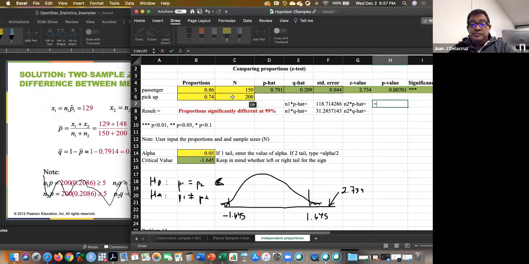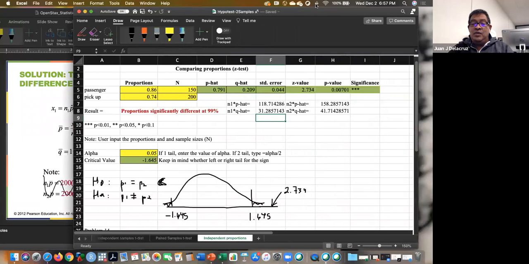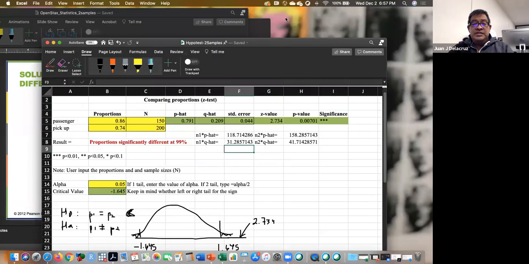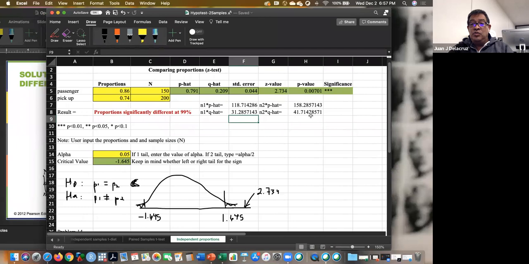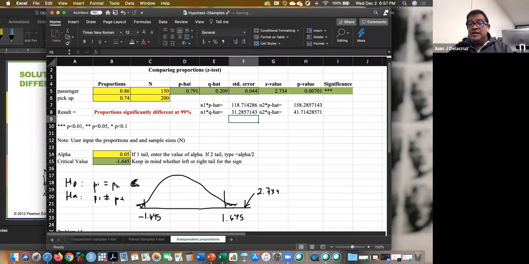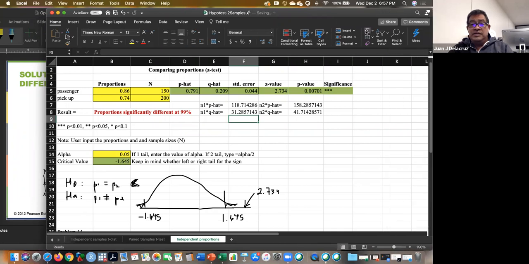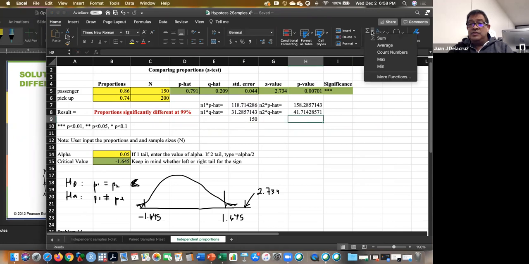So we are going to do the sample size 2 times p hat and the sample size 2 times q hat, right? In these two cases, these numbers have to be equal to, this is 150 and that should be 200. And I guess that is the case. Let me just make sure that this is true. This is 150 and this should be 200.